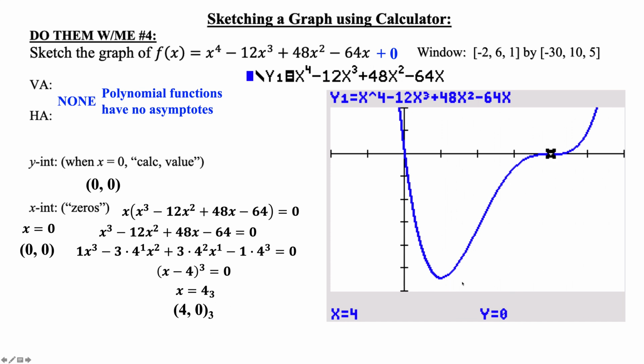So I can see we definitely have a local min right here, which means we're going to have a horizontal tangent there. We also will have a horizontal tangent right here at that x-intercept. Believe it or not, there's one there. So when we go find the second derivative, it'll show up right there.